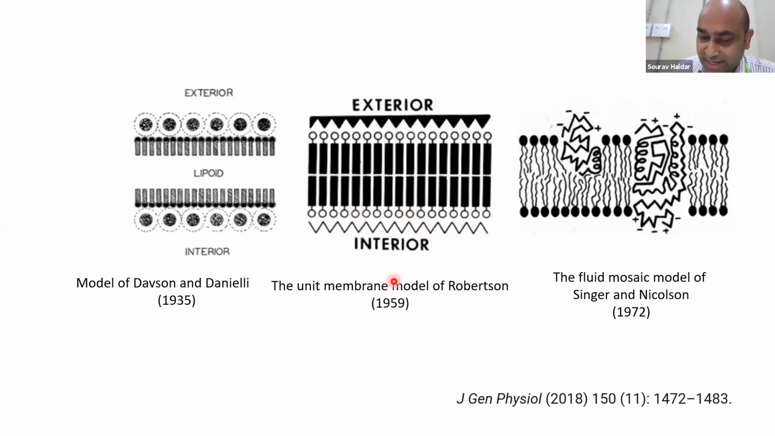And these two models were there for a while till Singer and Nicholson proposed their fluid mosaic model, which is nothing but a sea of lipids which is fully dynamic, and the proteins are embedded either in a peripheral manner or in a transmembrane manner. So basically the lipids are forming the two-dimensional fluid in which the proteins are embedded in the form of a mosaic, and that's why it is known as the fluid mosaic model.